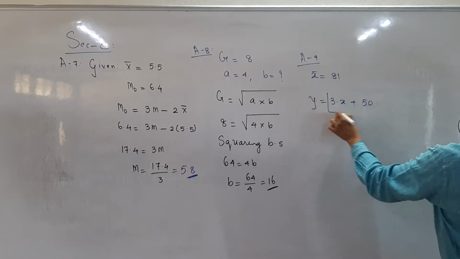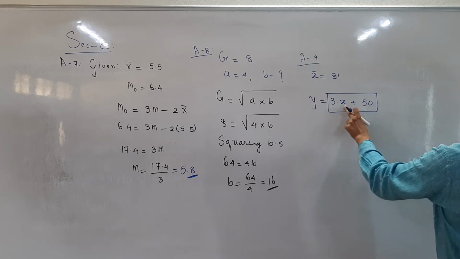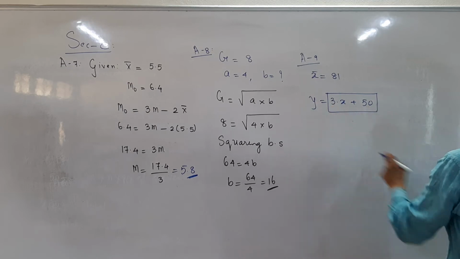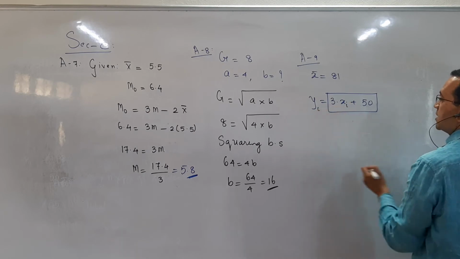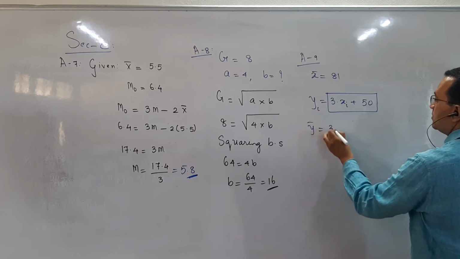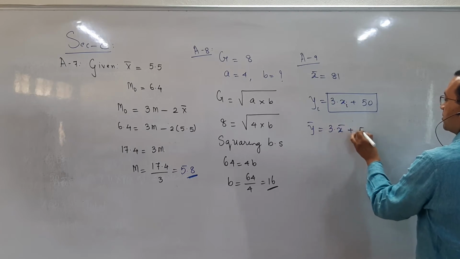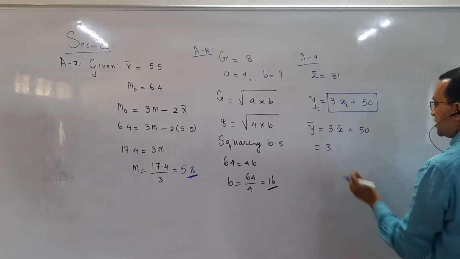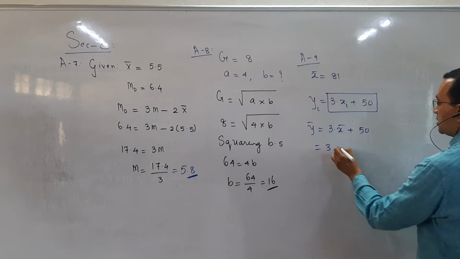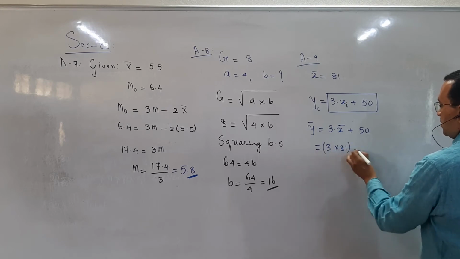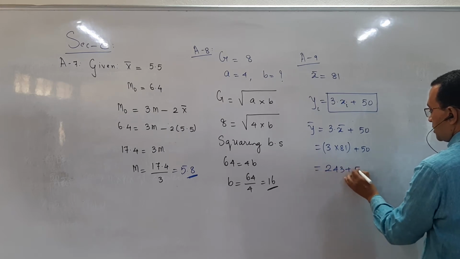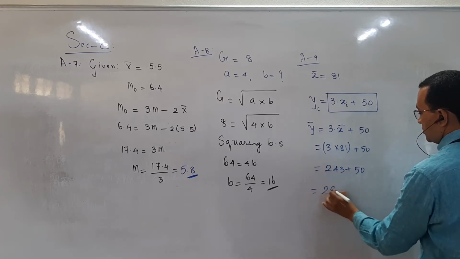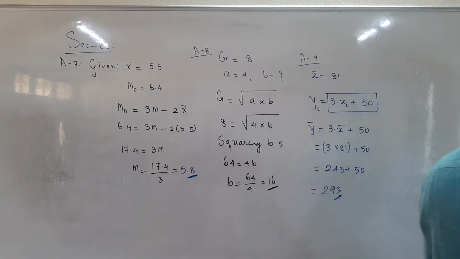The original variable was x. We have multiplied x by 3 and added 50 and we got y. So this is y and this is x. So students, y bar will be 3 into x bar plus 50. So it will be 3 into 81 plus 50. So this is 243 plus 50, and so this is 293. That is the answer.